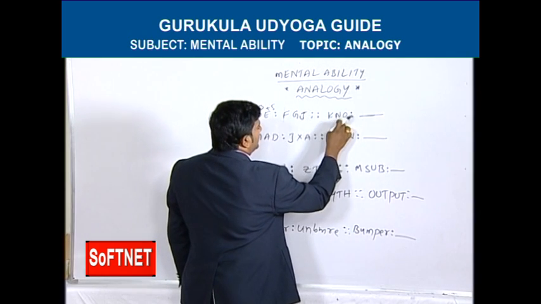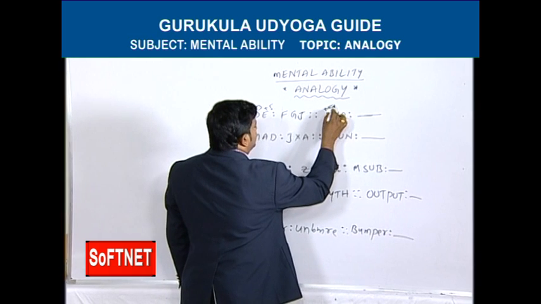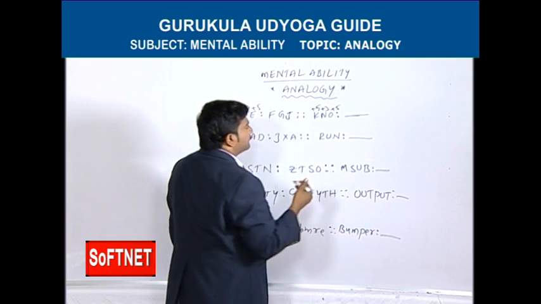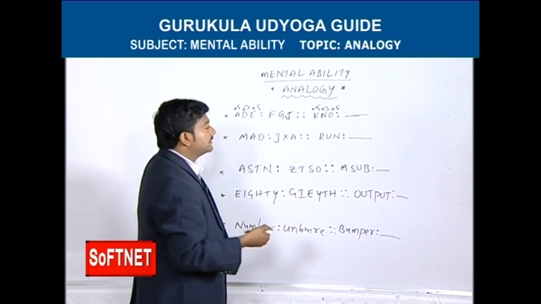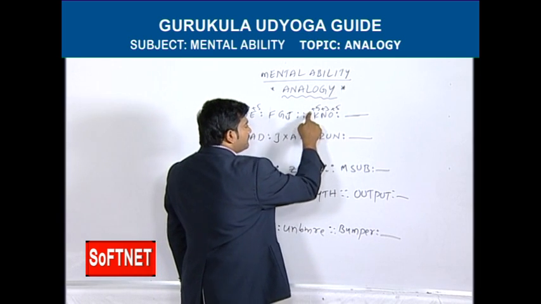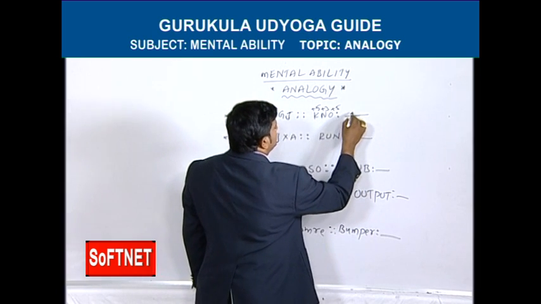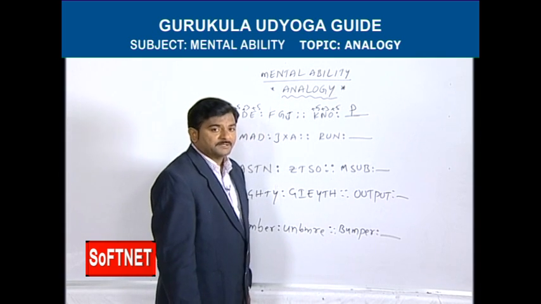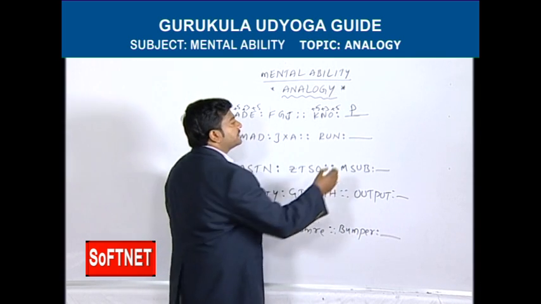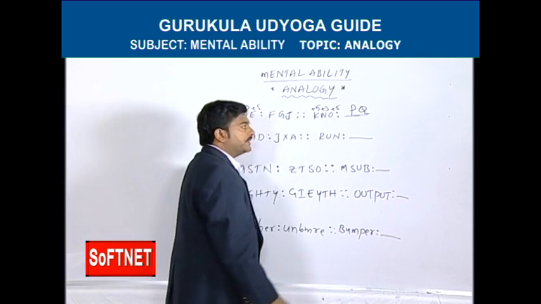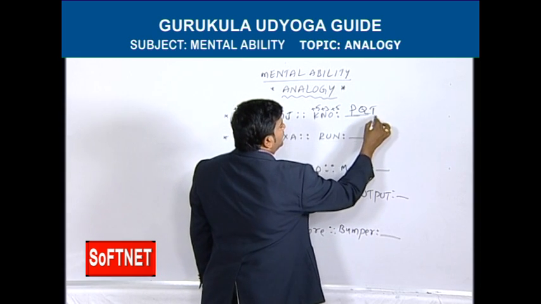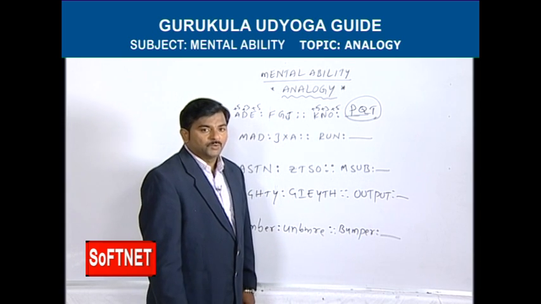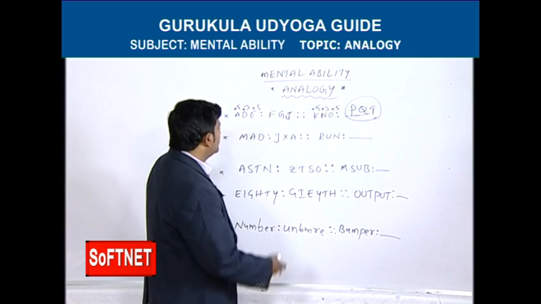Here also, K, N, O. For K, I need to add plus 5. For N, I need to add plus 3. For O, I need to add plus 5. See, K means 11. 11 plus 5 means 16. The 16th one is P. N means 14. 14 plus 3 means 17. Again, the 17th one is Q. O means 15. 15 plus 5 means 20. Hence the answer for the given question is P, Q, T. Now we will focus on this.